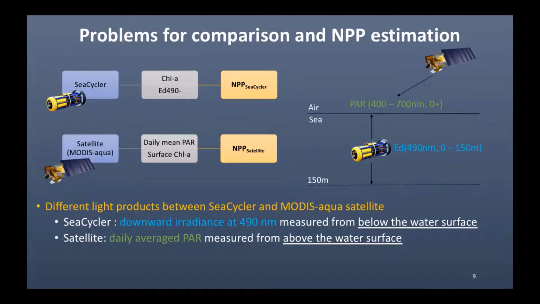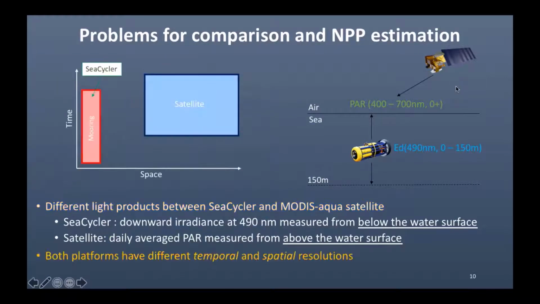But for the satellite, it gives us a daily average PAR that is measured from above the water surface. And secondly, both platforms have quite different temporal and spatial resolutions. The CCycler has really high temporal and spatial resolution at a single location. But the satellite has a really vast spatial coverage, though the regional and temporal resolution could be quite coarse.